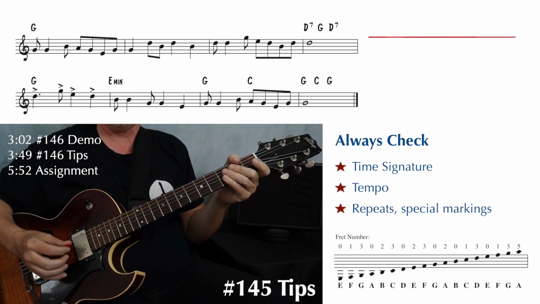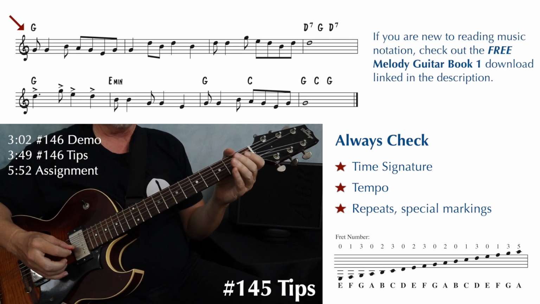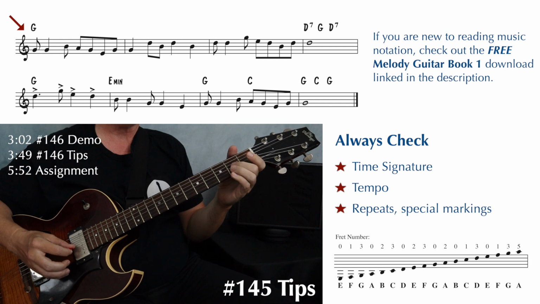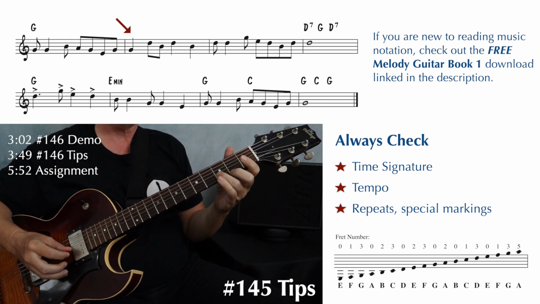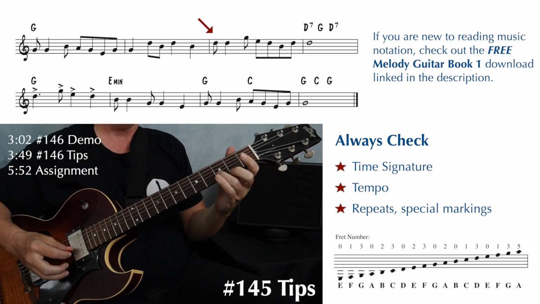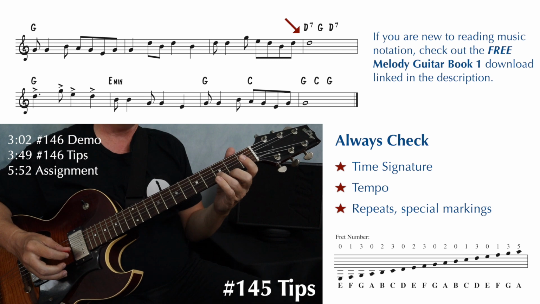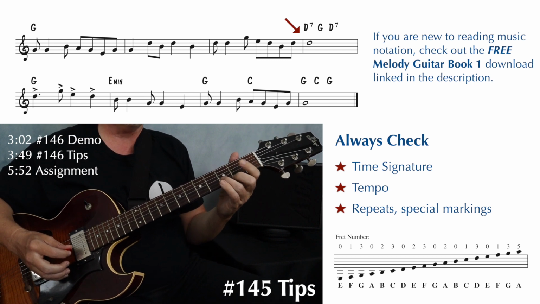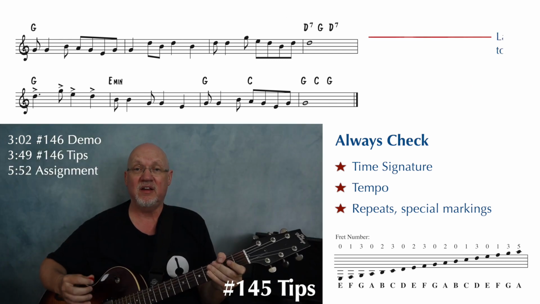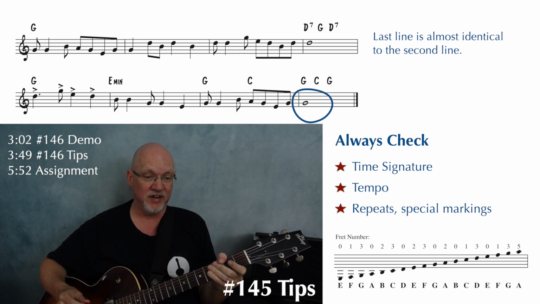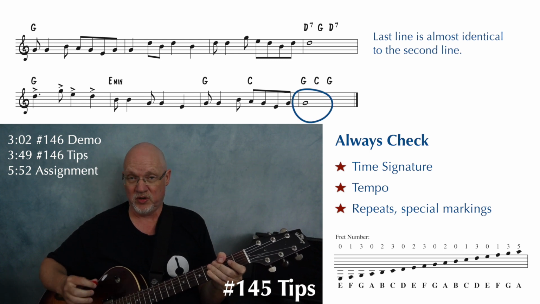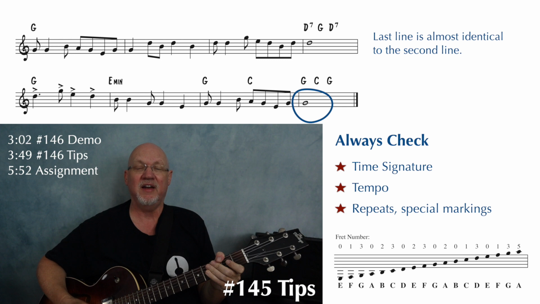Third line, same rhythm that we've been looking at. 1 and 2 and 3 and 4 and 1. 2 and 3, 4. 1 and 2 and 3 and 4 and 1, 2, 3, 4. And the last line is almost identical to the second line. It just ends with a whole note instead of some quarter notes and eighth notes.